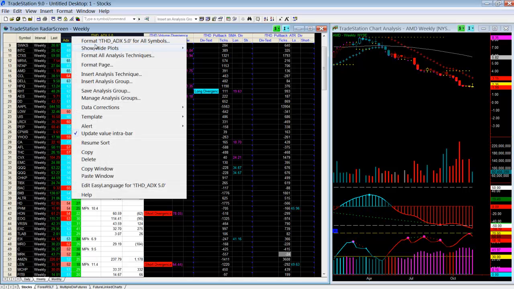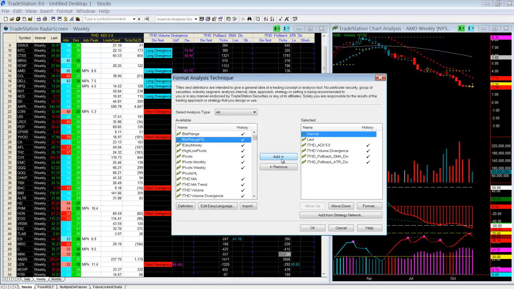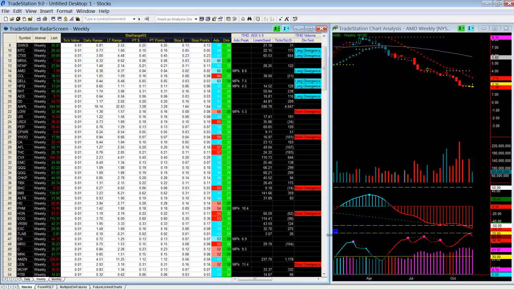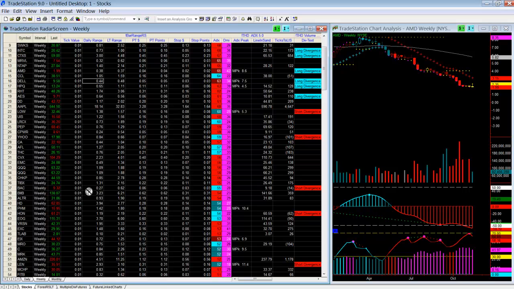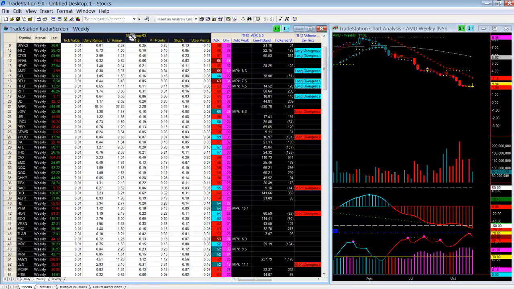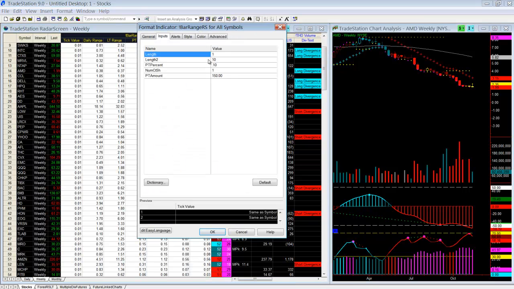So I'm going to go in here and add my bar range indicator to this. Let me move it down. Now I may have to go, no, it's there. Right now I've got my bar range set to 10, so it's going to measure 10 weeks back. Okay? So let's go in and set it at 52, which is a full year.